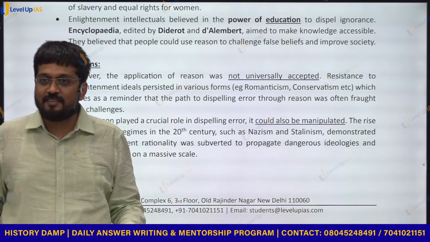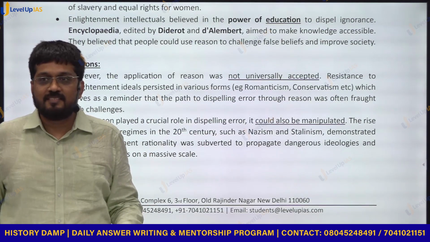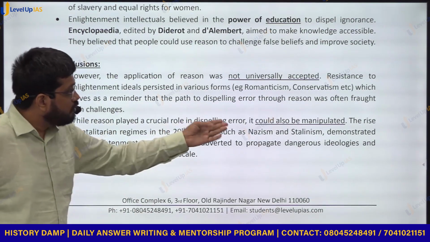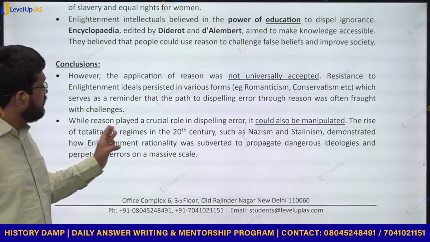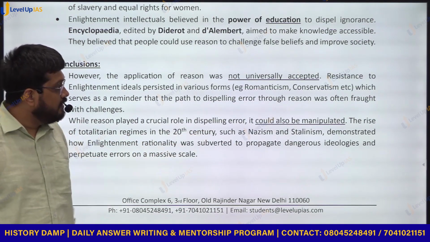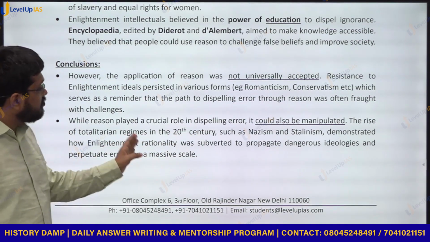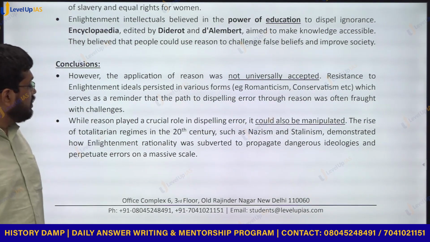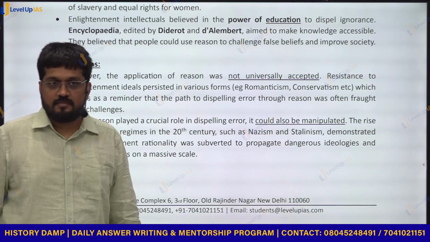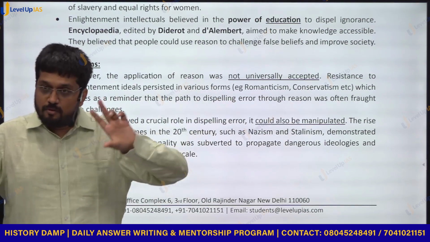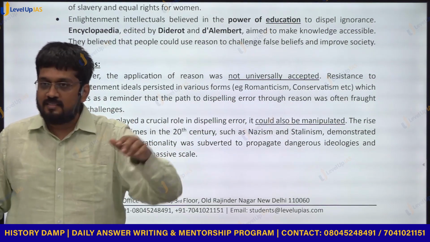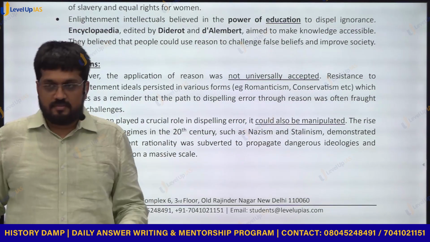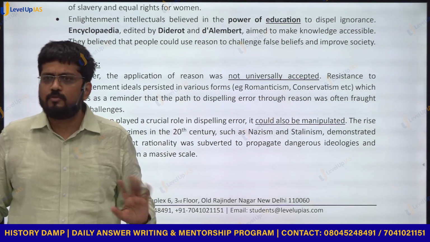In 20th century, excessive use of rationality. So it could also be manipulated. The rise of totalitarian regimes in 20th century, such as Nazism and Stalinism, demonstrated how Enlightenment rationality was subverted to propagate dangerous ideologies and perpetuate errors on a massive scale. So यहाँ पे, if at all you want to go into थोड़ा सा टेढ़ा, you can give these arguments. In conclusion, बस एक लाइन में, not more than that.